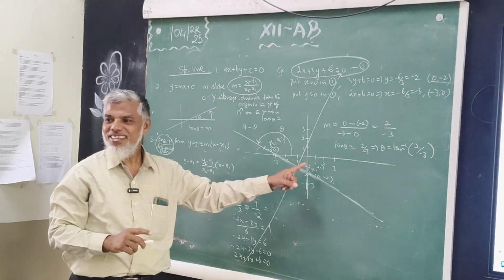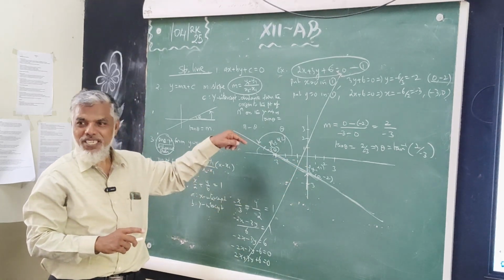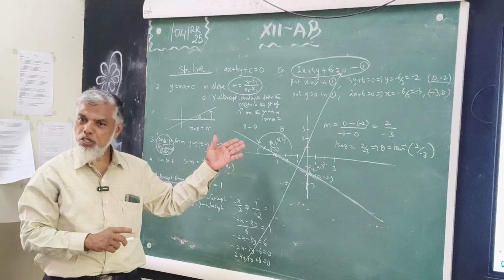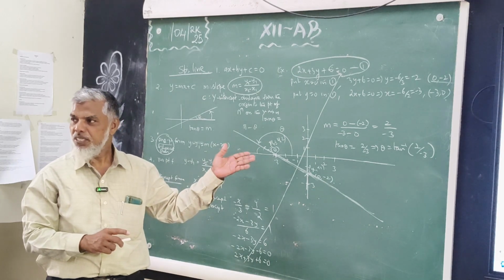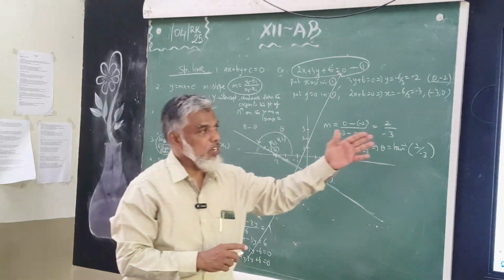Here, it falls from left to right, and it is an obtuse angle, so it is negative, right? So these are the concepts there.